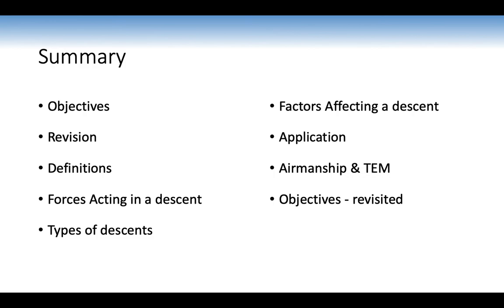So in terms of the summary, we looked at the objectives, we looked at revision from our climbing brief, we looked at definitions such as glide descent, angle of descent, rate of descent. We looked at the forces acting in descent, the types of descent such as cruise, approach, and glide descent. We looked at the factors affecting descent such as wind, weight, flaps, airspeed, thrust. We looked at the application, so make sure you know those configurations as well. We looked at the airmanship and threat and error management considerations, so warming the engine, making sure you're in balance, watching out for traffic, and then finally the objectives.